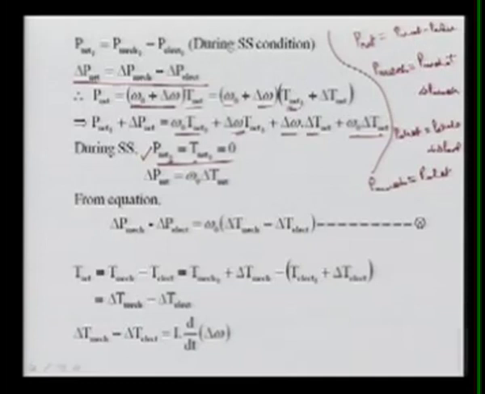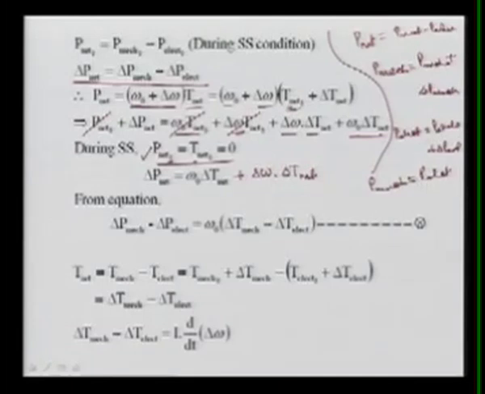If you put these values, what will happen? This will be cancelled out, this will be cancelled out, and this will be cancelled out. So what are you getting? You are getting change in P net, that will be equal to this term, omega naught into the T net, plus here omega into change in T net. So you are getting 2 terms.